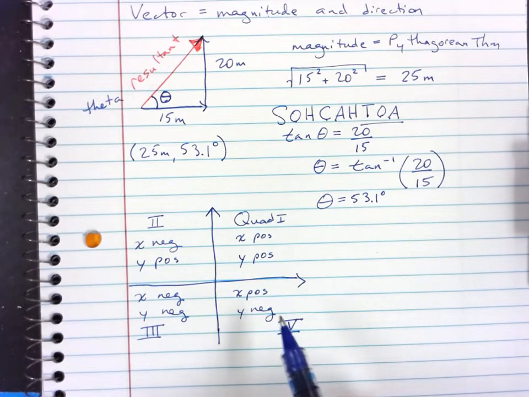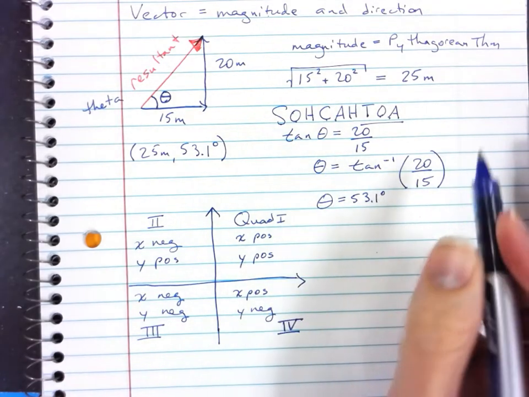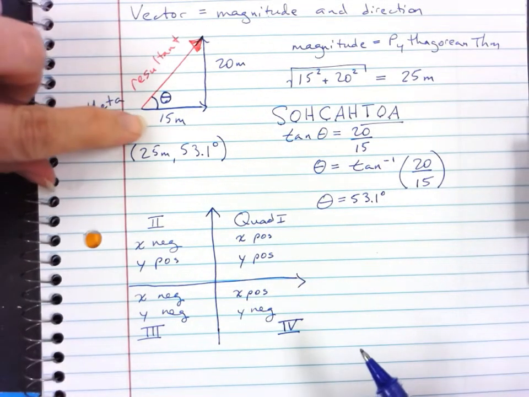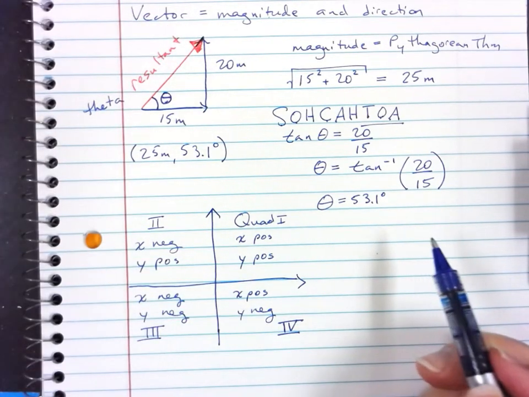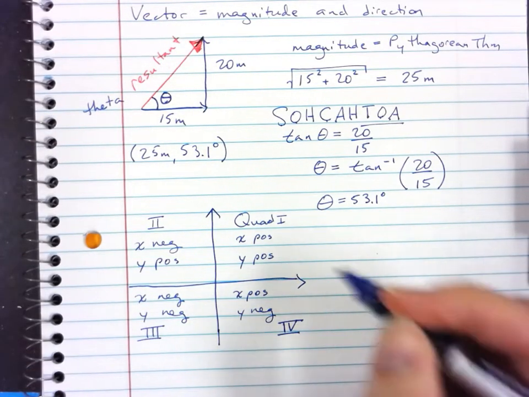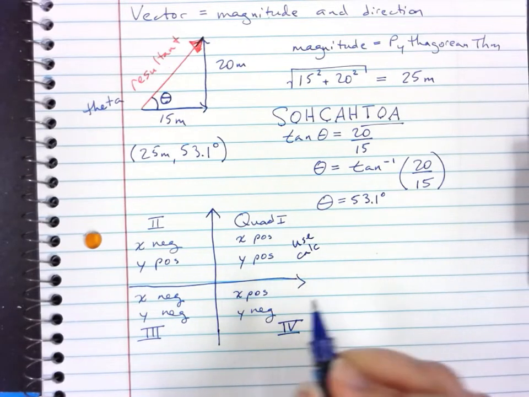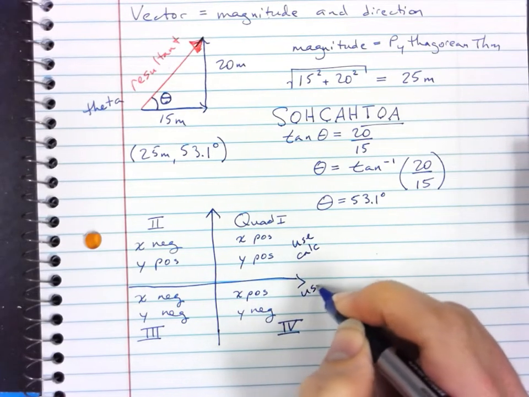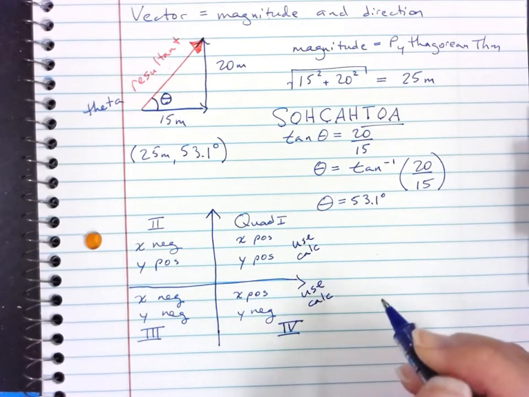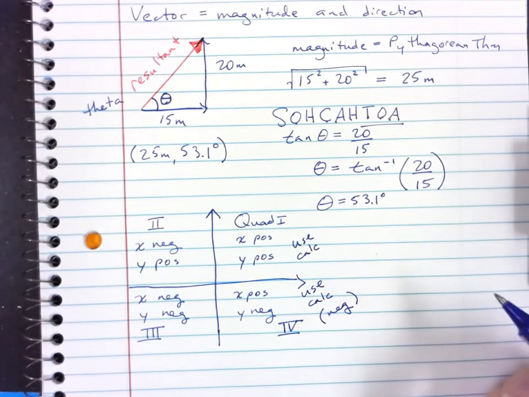This is important because this problem was in the first quadrant. It was positive x, positive y. So the calculator gave us the correct answer. So use the calculator answer. In quadrant 4, you will also get the correct answer. Use the calculator answer. It's going to be negative, and that's okay.